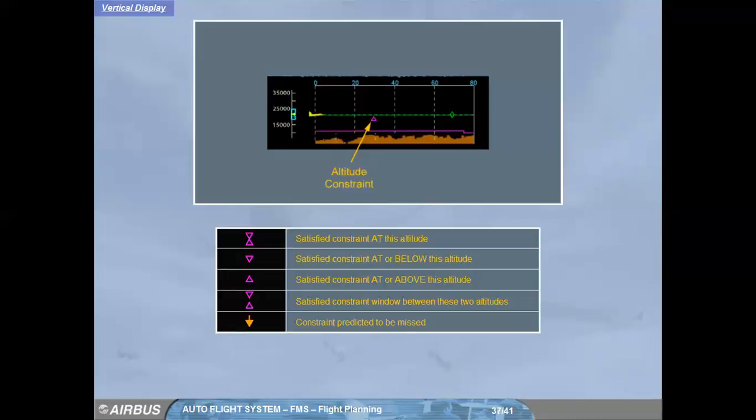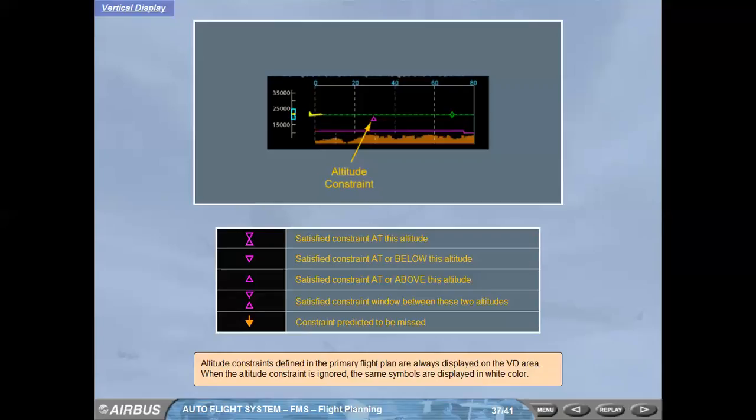Constraints defined in the primary flight plan are always displayed on the VD area. When the altitude constraint is ignored, the same symbols are displayed in white color.